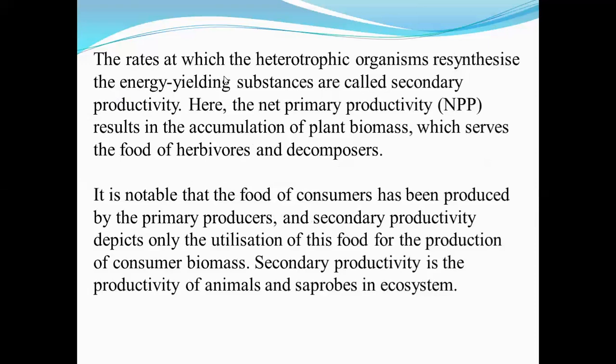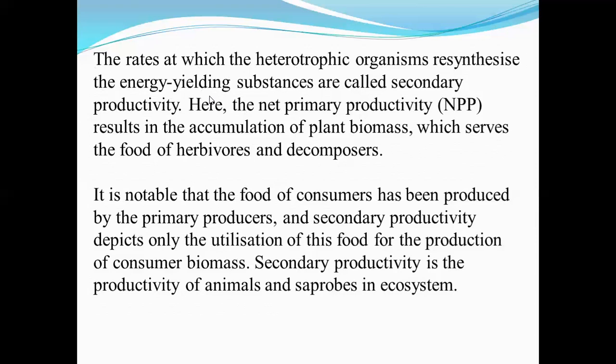The rates at which the heterotrophic organisms resynthesize the energy yielding substances are called secondary productivity. So we have learned about primary productivity. It is shown by only the autotrophs. Now, if the plant, for example, or the grass is eaten by a hare or a deer or a cow, here the herbivore is taking the autotroph or producer. After taking food from the plant, the animal will resynthesize the energy yielding substances. And this is called secondary productivity.